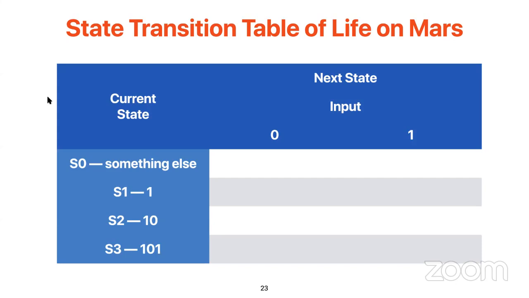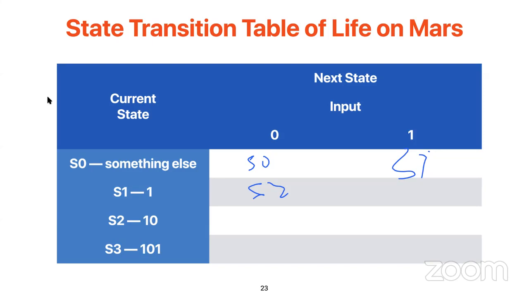So S0 means that we are starting from somewhere else. If you get a 0, are you staying at S0 or going somewhere else? If the input is 0, you're just staying there. How about 1? You can move to S1. How about S1? Right now we are at S1. If you receive a 0, what are you going to do? Move to S2.